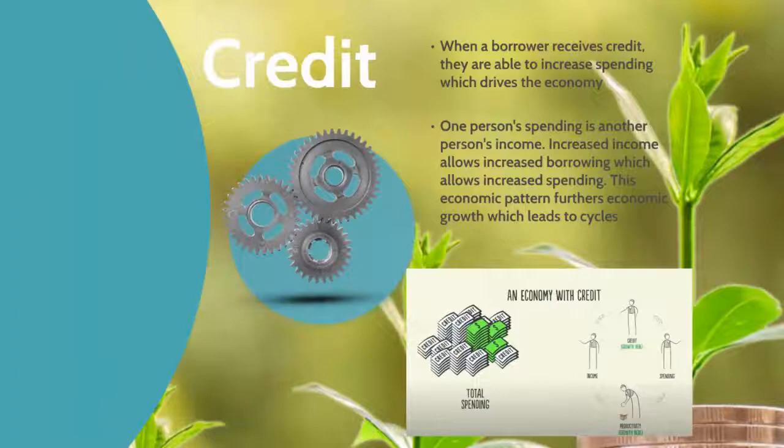Credit is the most important part of the economy and probably the least understood because it's the biggest and most volatile. And for every $1 there is at least $20 of credit outstanding. And as soon as credit is created, it turns into debt, which is really important when we go into cycles in a little bit. So when a borrower receives credit, they're able to increase spending, which drives the economy. And an increased income allows for increased borrowing, which allows for increased spending, and it creates a pattern, which we call cycles.